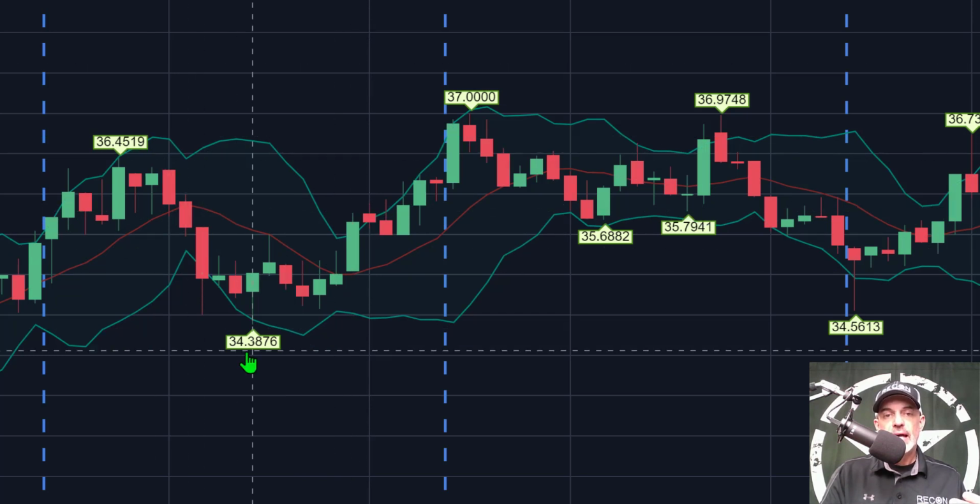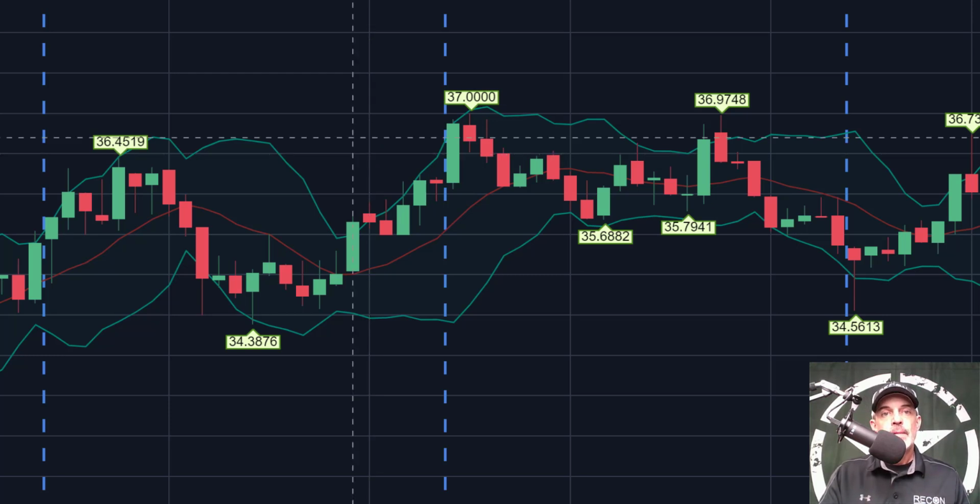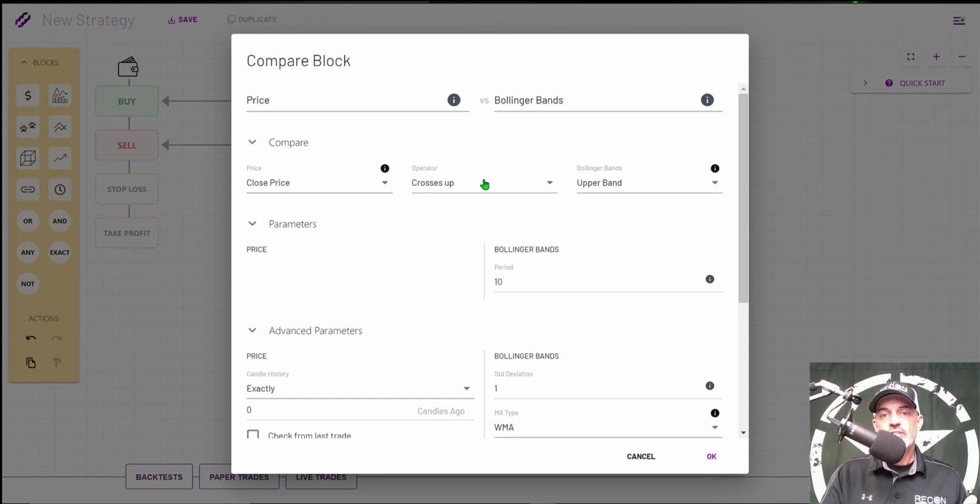I want to buy when it's going down, and I want to sell when it's going up. And that is how most elite traders make money. They buy when everyone is selling, and they sell when everyone is buying. And so again, close price crosses up through the upper band, and that will trigger a sell order.